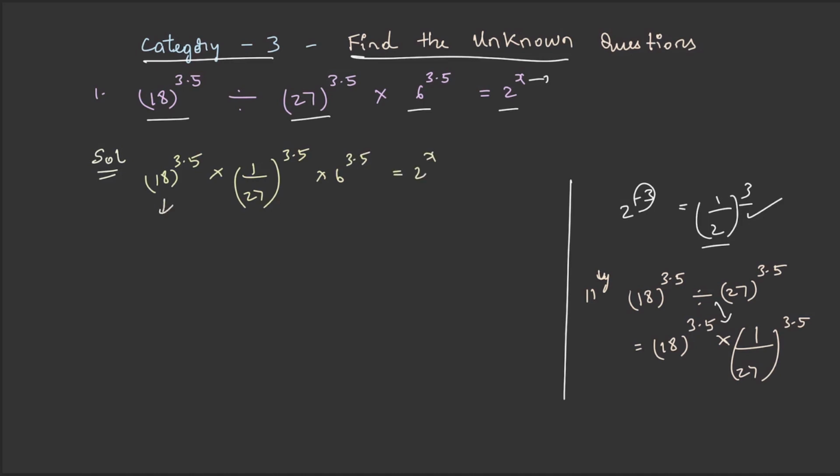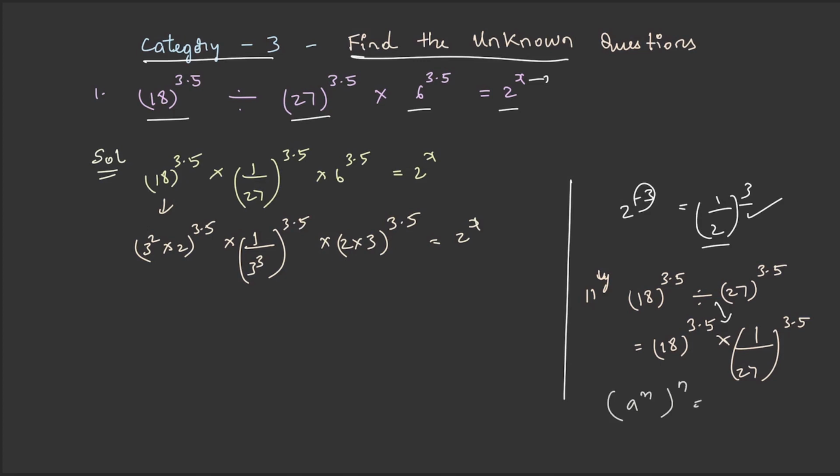So let's divide these values into its factors. 3 square into 2 power 3.5 into 1 by 3 cube power 3.5 into 2 into 3 power 3.5 is equal to 2 power x. As we all know, a power m whole power n is equal to a power mn.